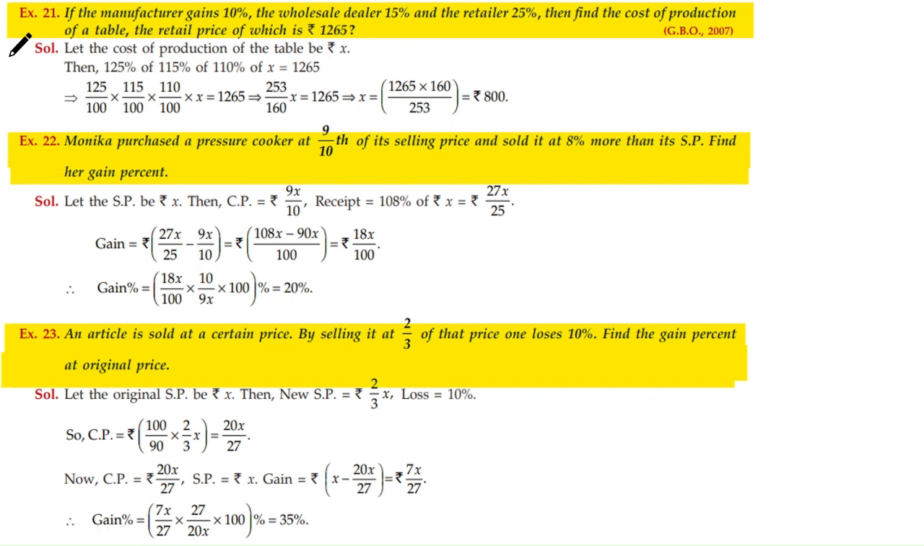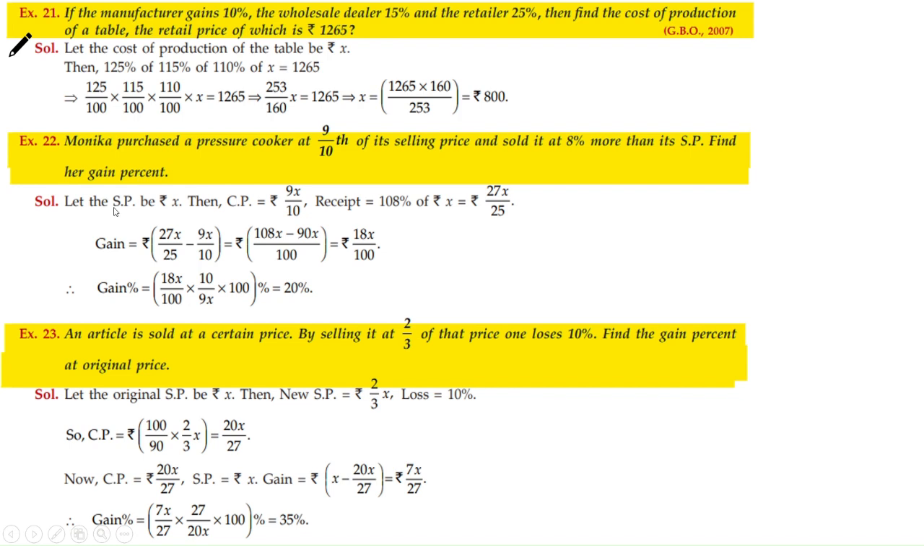Monica purchased a pressure cooker at 9 by 10 of its selling price and sold it at 8% more than its selling price. Find her gain percent.